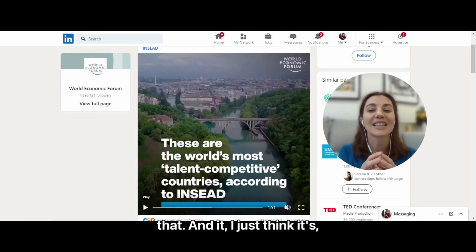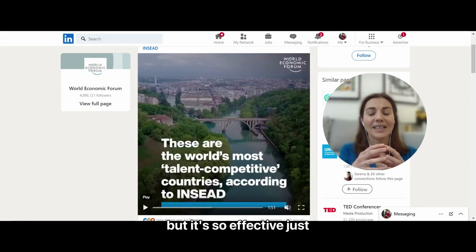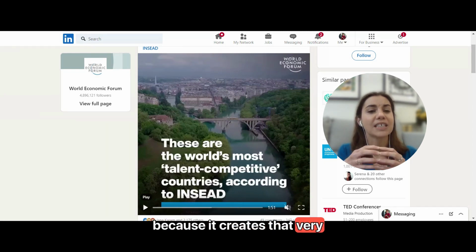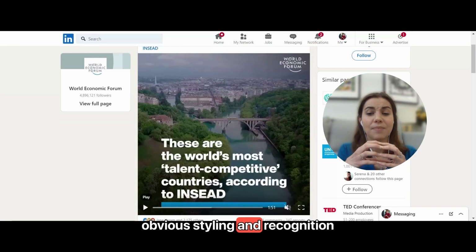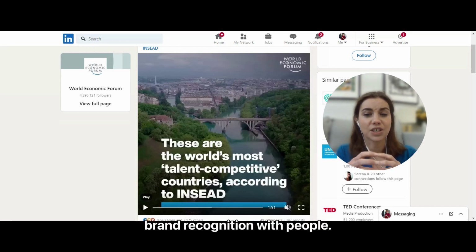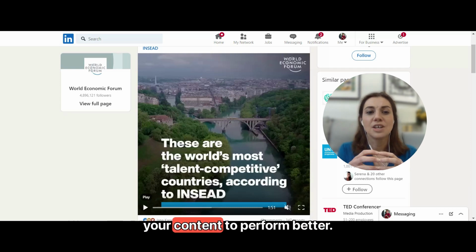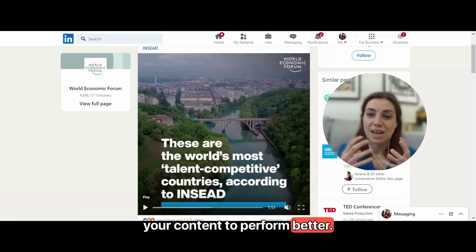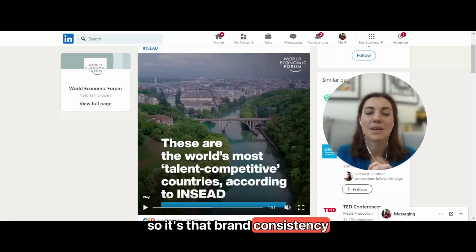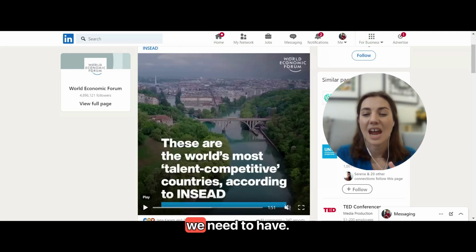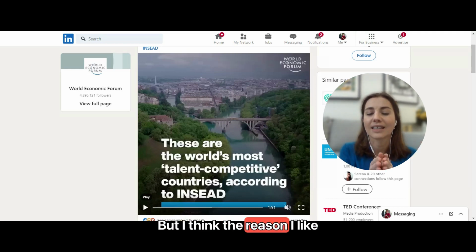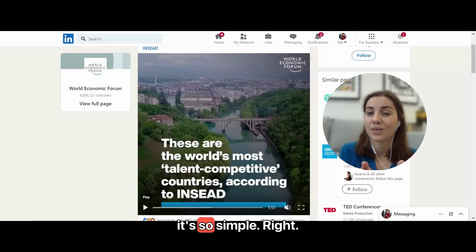And I just think it's so simple, but it's so effective just because it creates that very obvious styling and brand recognition with people, which then could really help your content to perform better, right? So it's that brand consistency, which I think we all know we need to have. But I think the reason I like this example is because it's so simple, right?